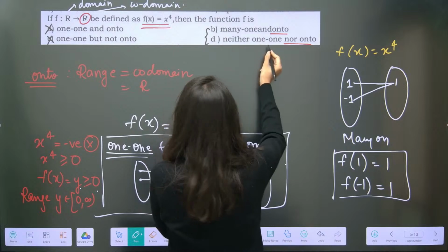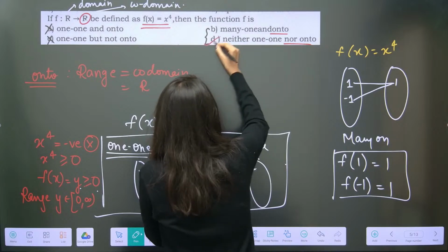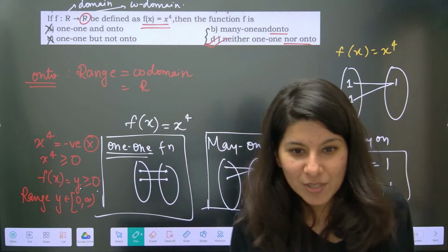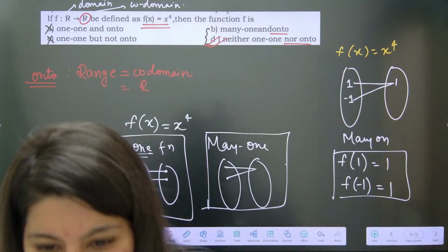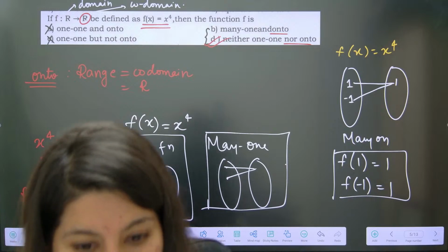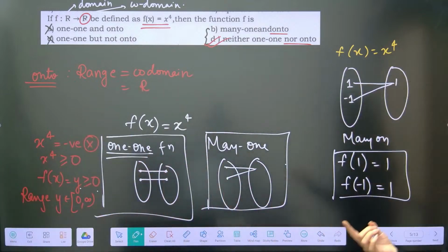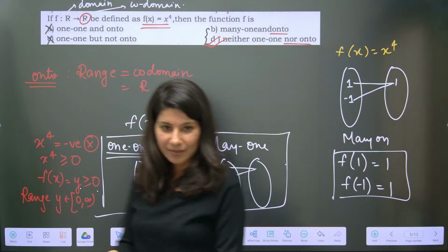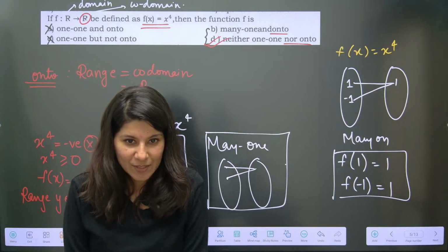Let me know. Neither 1-1 nor onto. Oh guys, you guys are wrong. Option B, everybody is wrong in this case. Come on. One marker question, you are doing it wrong. Very disappointing. What happened? Let me check.